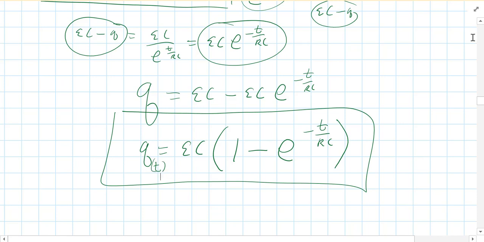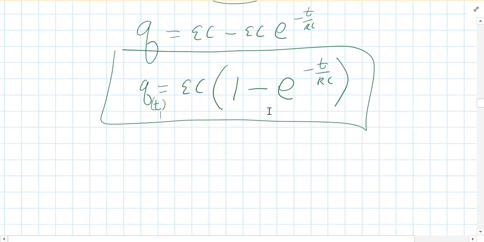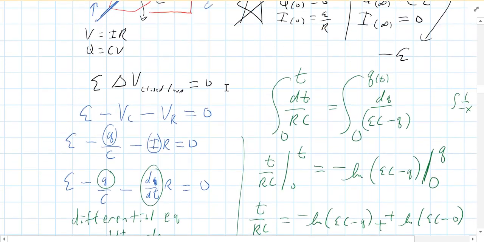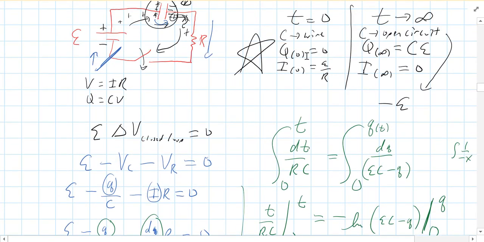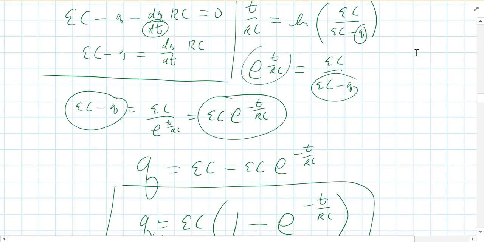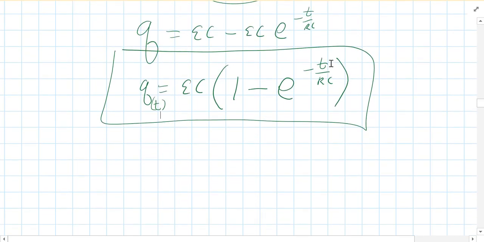Okay. Now, some things to think about here. Does this equation actually hold for this condition? At 0 seconds, does Q equal 0? At a long time, does Q equal CE? Well, let's check that out. If I plug in time equals 0, e to the 0 is 1. 1 minus 1 is 0, and Q is 0. So at 0 seconds, Q is 0.